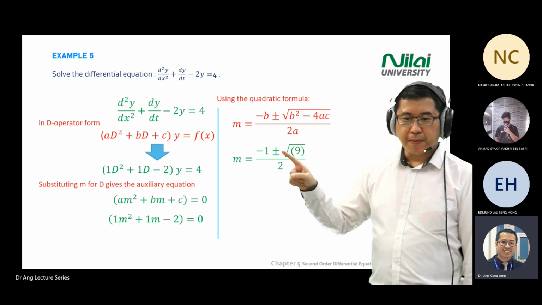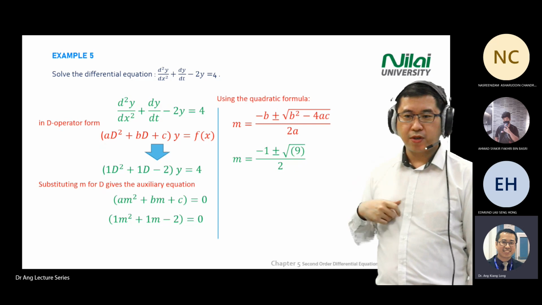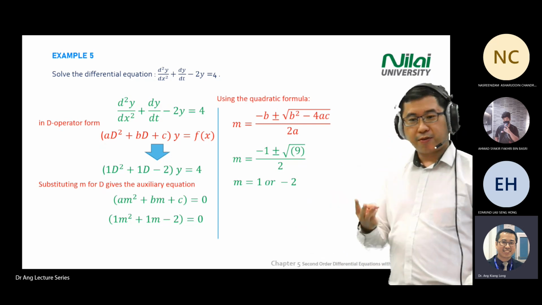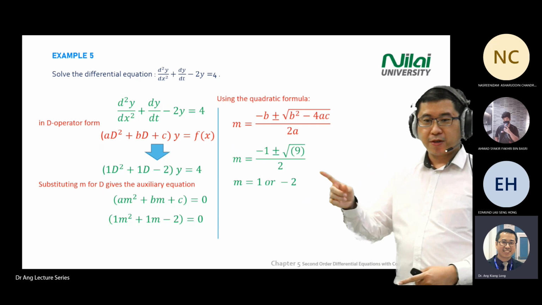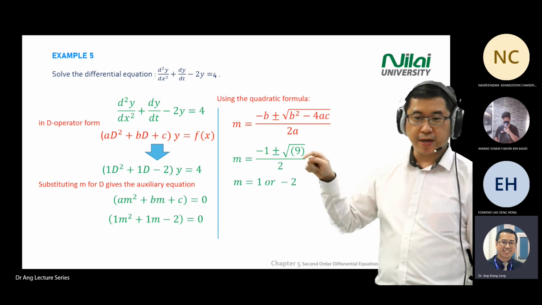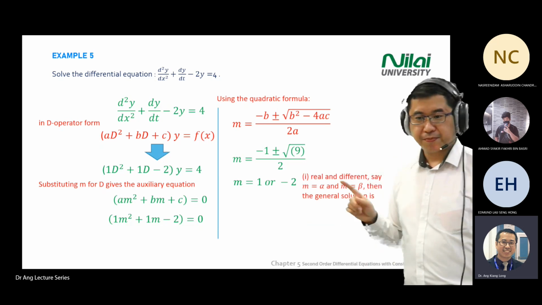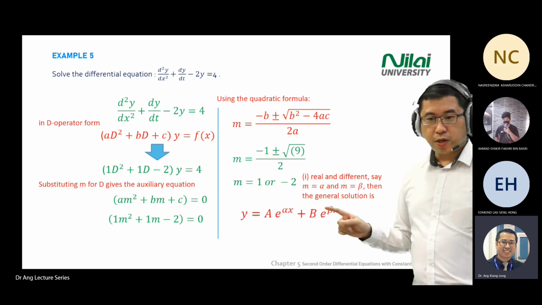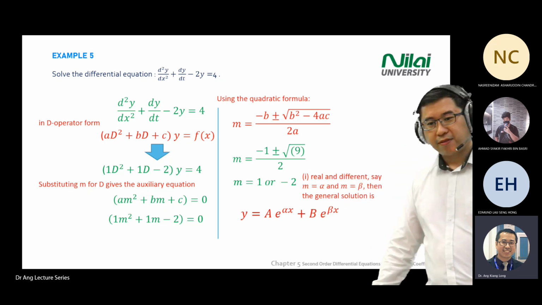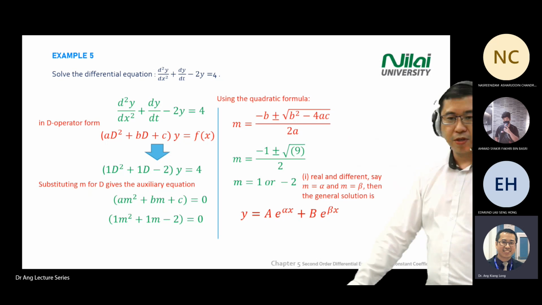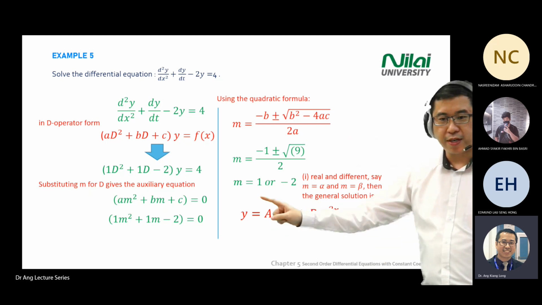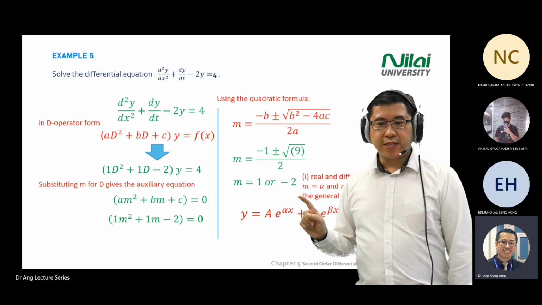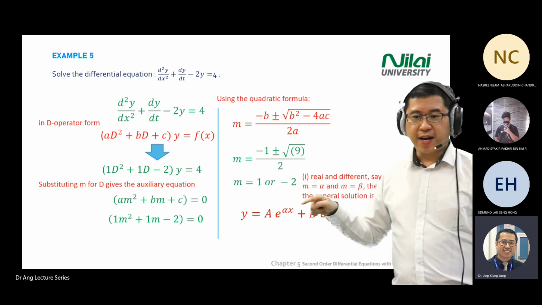And minus 1 minus 3, you get minus 4 divided by 2, you get minus 2. So basically you have 1 and minus 2. So you have three conditions to compare, right? This one is the first category, where you have different real numbers. Choose the first one. m equal to alpha, m equal to beta, which is the first case. Because you have two different answers from this analysis. Which one to put as alpha? Which one to put as beta?